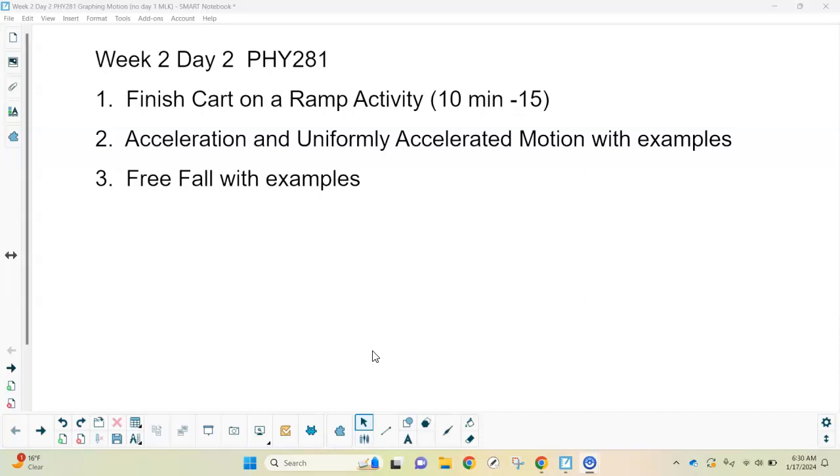So today we're going to cover and review acceleration and uniformly accelerated motion, and we're going to go through some example problems, and we're also going to talk about free fall and examples of free fall.